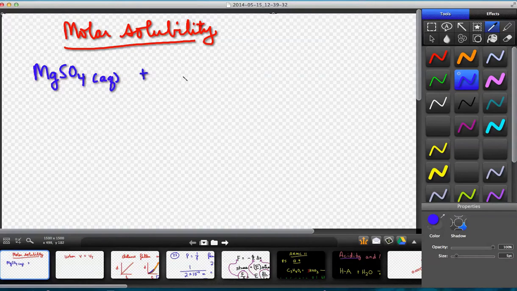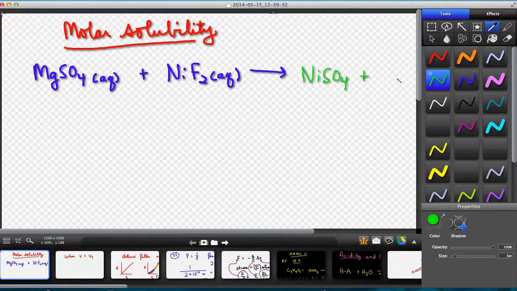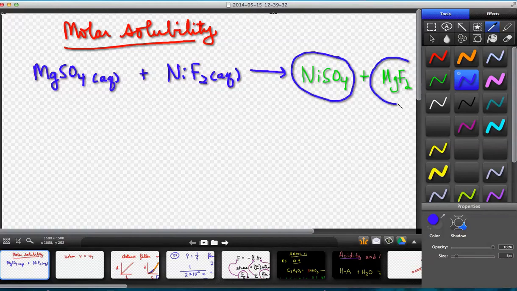And we also have nickel fluoride. And again, nickel fluoride is soluble. So I don't give a rat's ass about its solubility. If I propose a double displacement reaction, nickel sulfate, I do care about that one. And magnesium fluoride, I do care about that one. So I need to know the KSP of nickel sulfate. I need to know the KSP of magnesium fluoride.